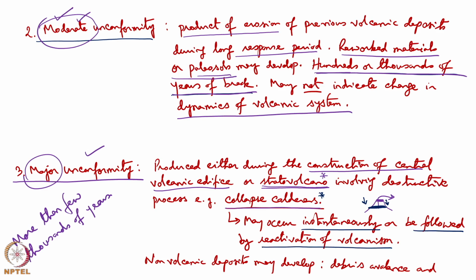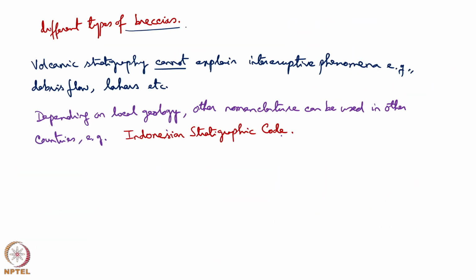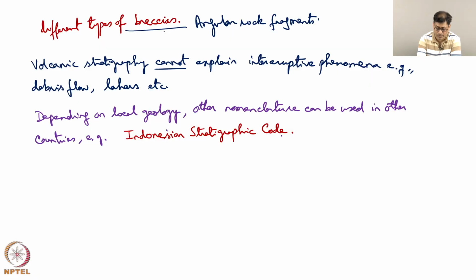And in case of major unconformity, we may find non-volcanic deposits such as the debris avalanche, and different types of breccias can develop. What is the meaning of breccia? Angular rock fragments. We see the word breccia also in structural geology. When the faulted blocks move apart from each other, they may break into angular rock fragments, and that is also called breccia in structural geology. So, there tectonics is a reason, and here in case of these kinds of breccias, volcanism is a reason for its generation.